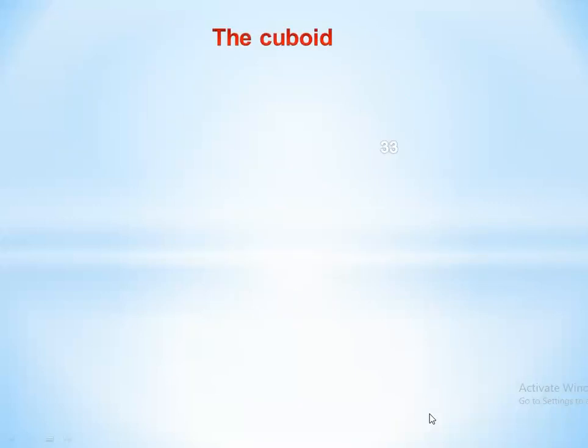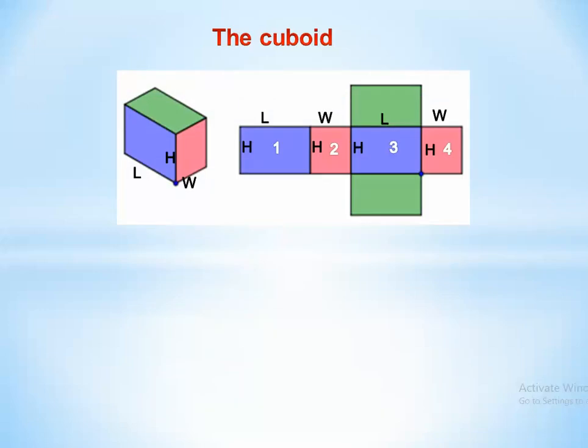Let's remember the cuboid. Here we know that the cuboid has 6 faces, 8 vertices, 12 edges, and each two opposite sides are equal and parallel. Each two opposite faces are equal in area and perimeter. If we open the cuboid, we can find that we have 4 lateral faces like this. Face 1, face 2, face 3 and face 4 are lateral faces.